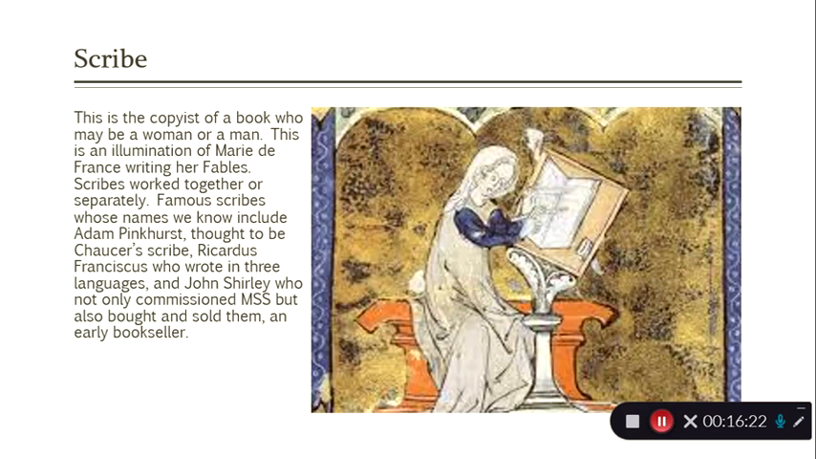We do know that there were women scribes as well as men scribes. The famous scribes we know by name, besides Christine de Pizan, are Adam Pinkhurst, who was thought to be Chaucer's scribe, Ricardus Franciscus, who I've worked on for a long time, who writes in 3 languages quite competently, and John Shirley, who not only commissioned manuscripts but also bought and sold them. So he was an early bookseller / stationer. Stationer is more or less a bookseller or a seller of things that you need to make a book sometimes. Anyway, John Shirley is a kind of famous name associated with Chaucer manuscripts and also other manuscripts in the 15th century.